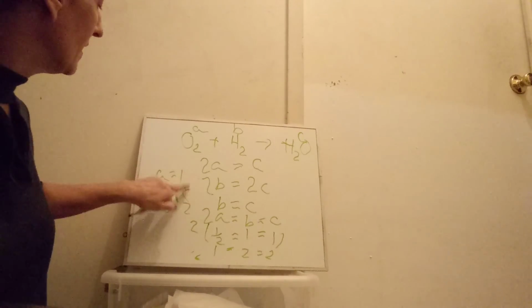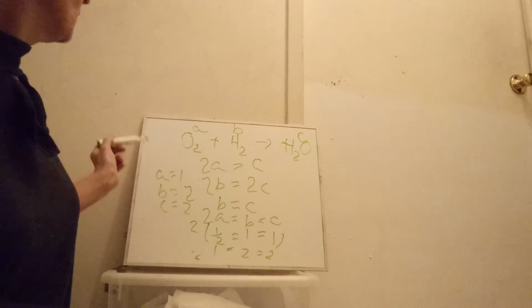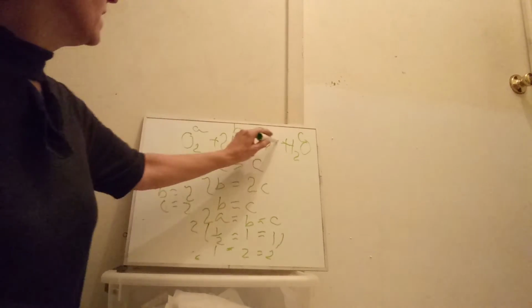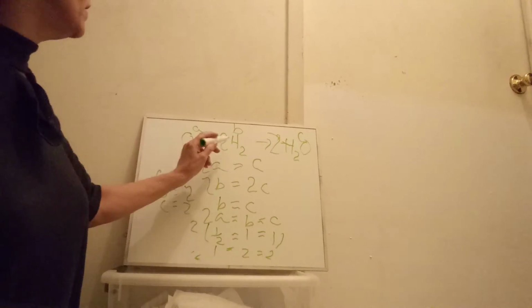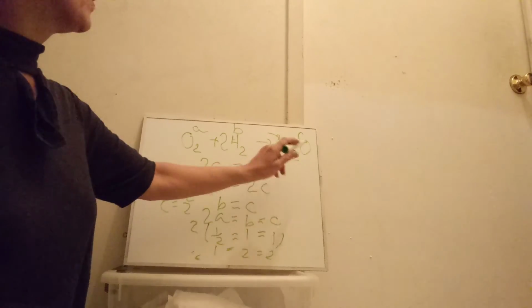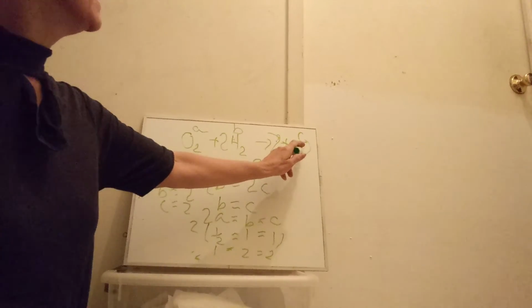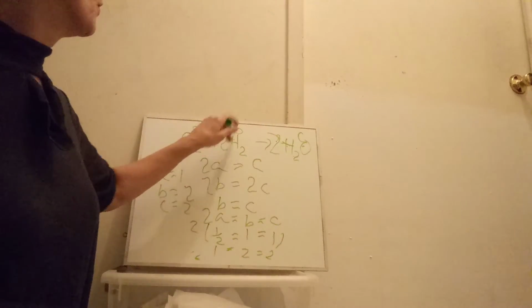Oh, that's a C. Oh, yeah. Okay, so A, 1, 2, and 2. I'll double check this one. We got 2 oxygen, 2 times 2, 4 hydrogen, and 2 times 2, 4 hydrogen, and 2 times 1 oxygen. So 2, 2, 4, 4.